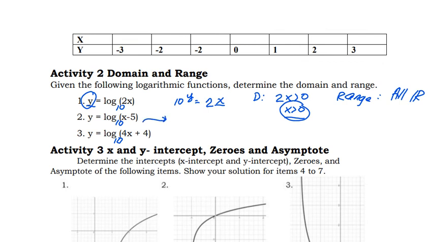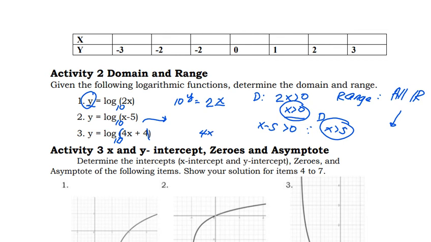So, ang ating gagawin sa domain ay we set x minus 5 is greater than 0. And ating range, all real numbers din. How about this? 4x plus 4. Ang ating open parenthesis ay dito. So, we will set 4x. So, dito ang ating domain dito, x is greater than 5. That is our domain. Ang ating range, pareho lang, all real numbers.